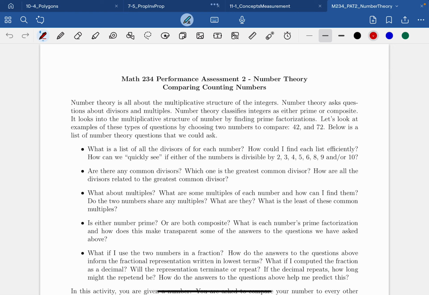What if I computed the fraction as a decimal? Will the representation terminate or repeat? And if it does repeat, how long might the repetend be? How do the answers above help me predict this?